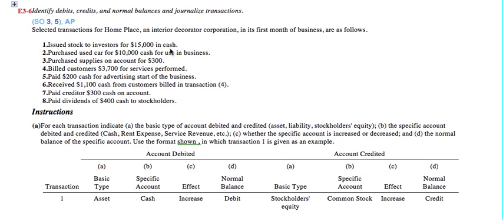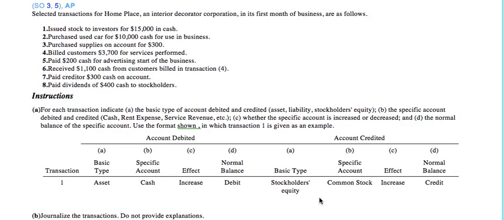So in this first transaction, issued stock to investors for $15,000 in cash, the two accounts affected, which is the first thing you think about with a transaction, are cash and common stock, because it says issued stock to investors. Both of these increase. You have more common stock and you have more cash. So they've recorded it below. Basic type is asset, specific account cash, effect is an increase. Assets are on the left side of the equation. The left side is a debit side. The normal balance is a debit.